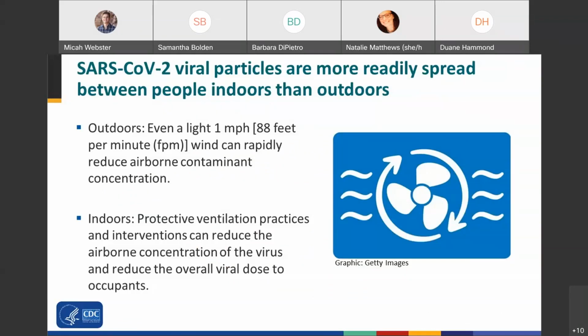So just before we get too far into the ventilation, just to note that the SARS-CoV-2 viral particles are more readily spread between people indoors than they are outdoors. A good way to think about it is that even a light wind, 1 mile per hour wind is 88 feet per minute. It rapidly reduces airborne contaminant concentrations outdoors. Indoors, you're really relying on your protective ventilation filtration interventions to reduce the overall viral dose to occupants of the building. Next slide, please.